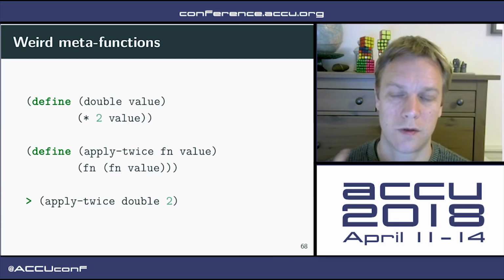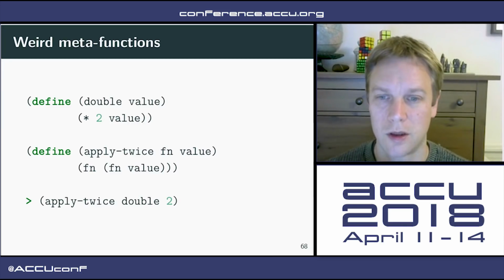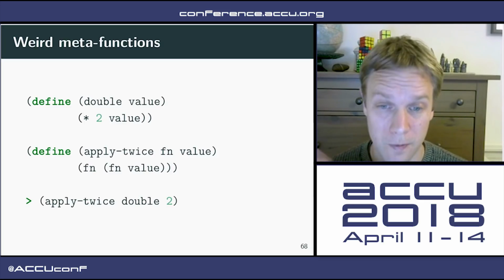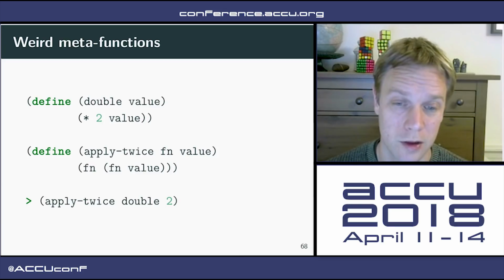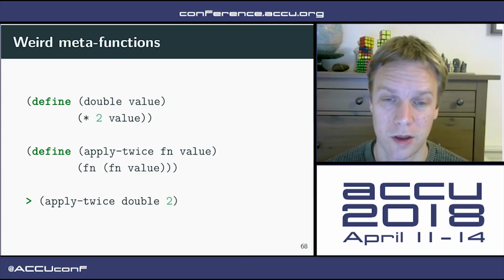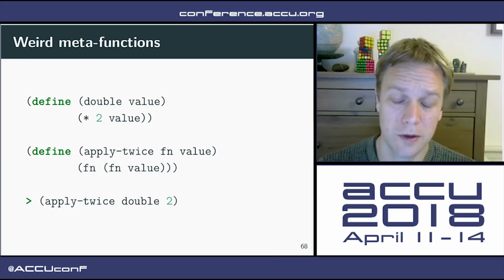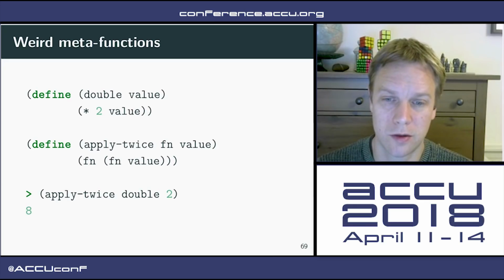So this function is called apply twice because what it does is applies that function twice to the value that gets passed in. So if we've defined a function called double, we define a function called apply twice, and we pass in double as one of the arguments to apply twice, and the other argument we passed in is 2, so this is what's happening on that bottom line. What happens? Well, double gets called on 2, making 4, and then it gets called again, making 8. So apply twice calls the function twice.